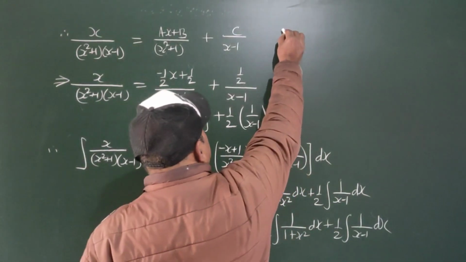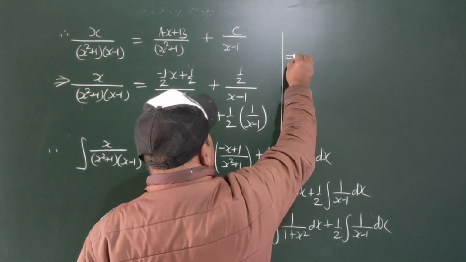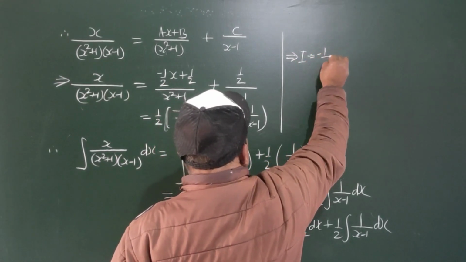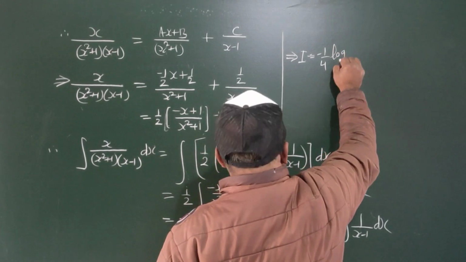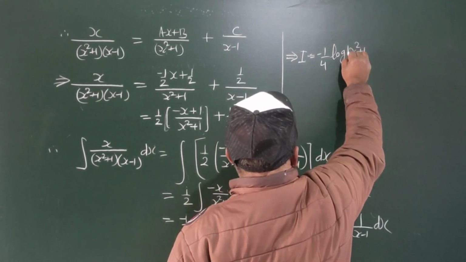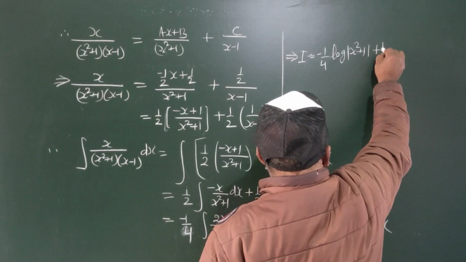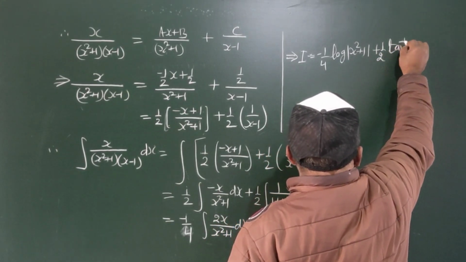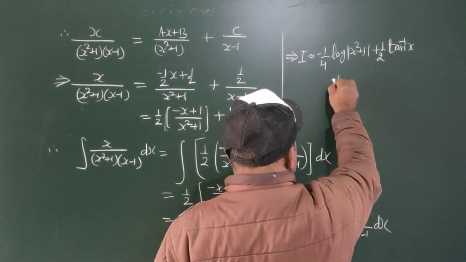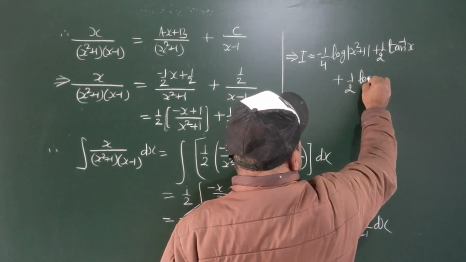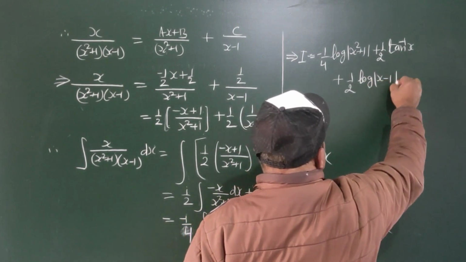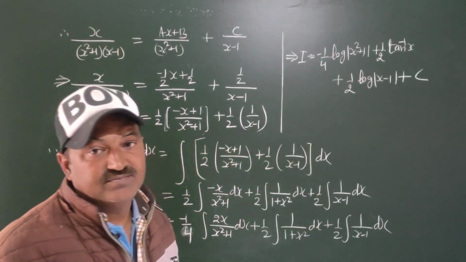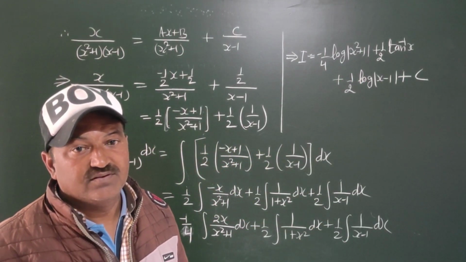Now let us write the last step. Therefore, I is equal to minus 1 by 4 log of modulus x square plus 1, plus 1 by 2 tangent inverse x, and plus 1 by 2 log of modulus x minus 1, plus c, and this is the answer of this question. That's all.